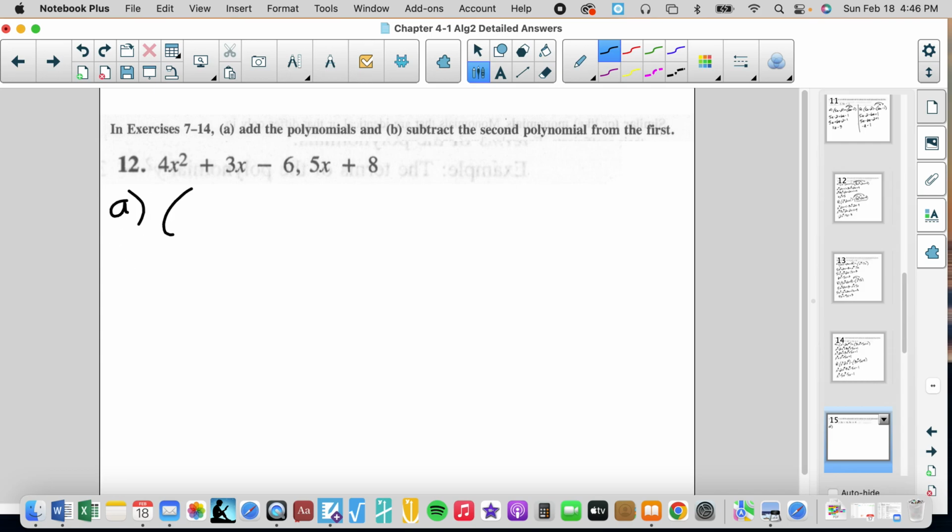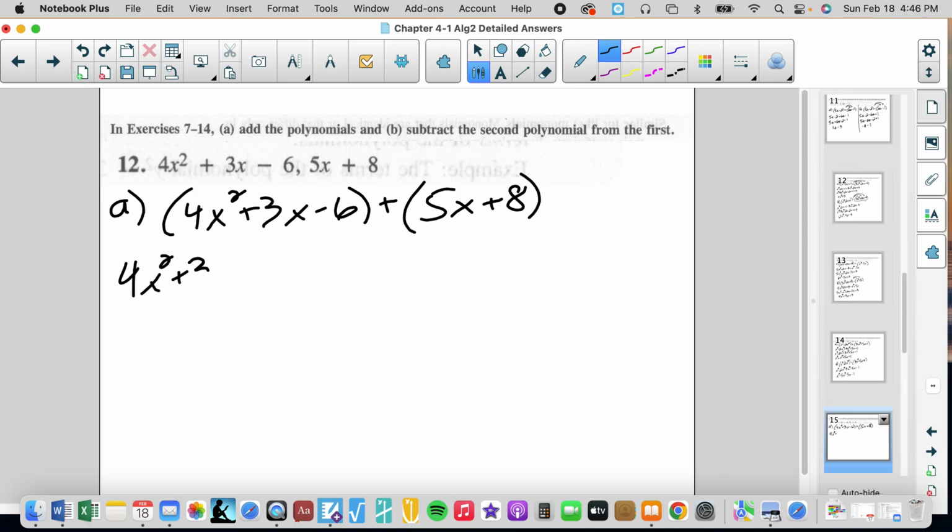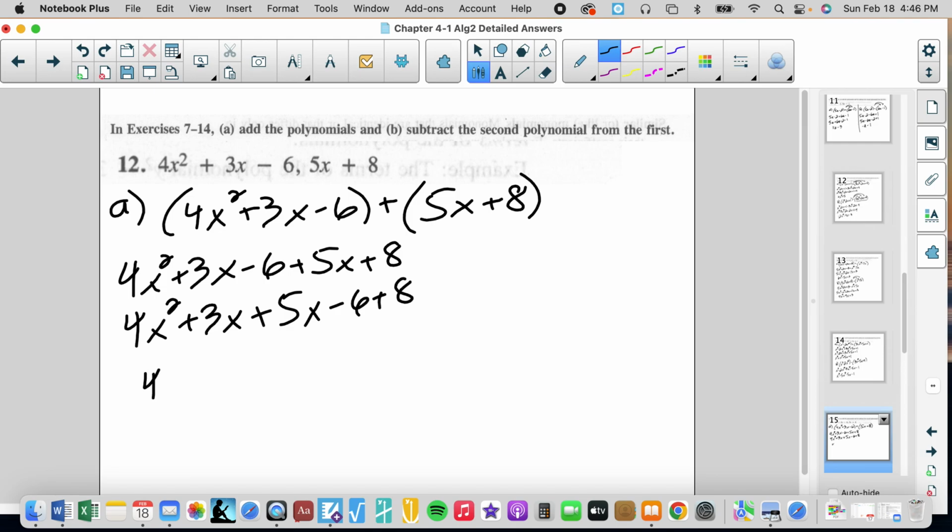A, quantity of 4x squared plus 3x minus 6 plus the quantity. Whenever you see parentheses and there is more than one term, we would call that the quantity. 4x squared plus 3x minus 6 plus 5x plus 8. Let's put them in order. Let's get the x's together. Let's get the constants together. 4x squared plus 8x plus 2. That is number 12. 4x squared plus 8x plus 2.